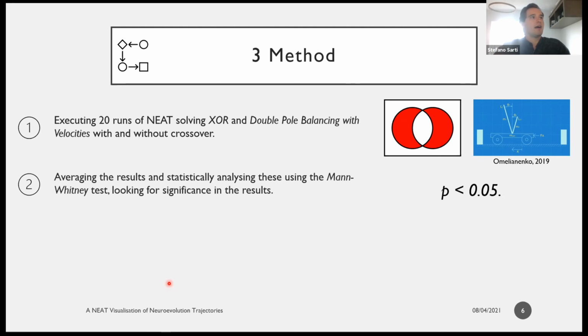The next step was to average these results and then analyze them statistically using the Mann-Whitney test, looking for significance between the two variants, and we used a significance level of 0.05.